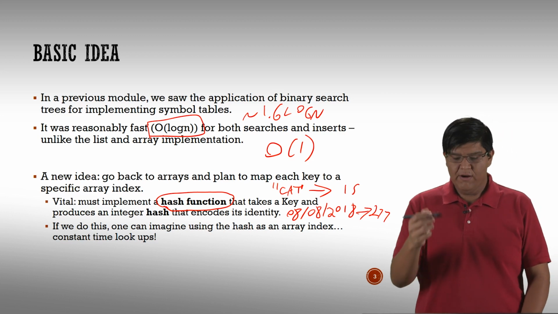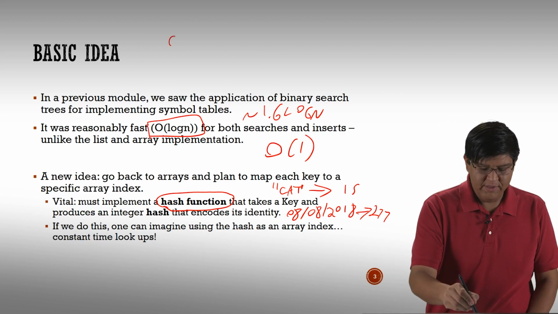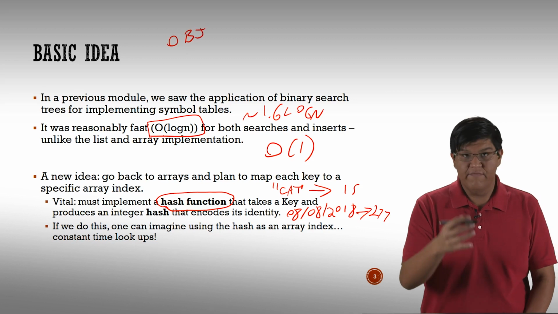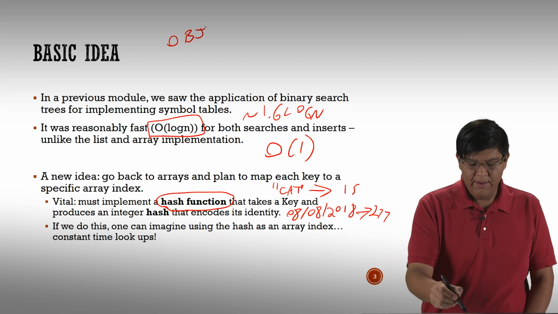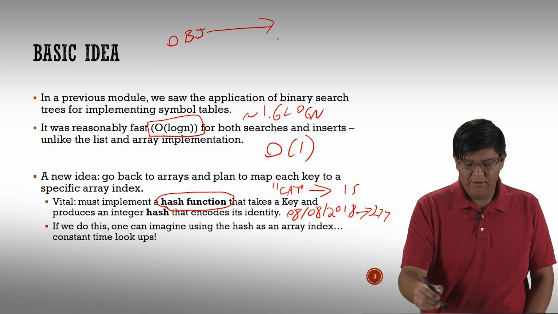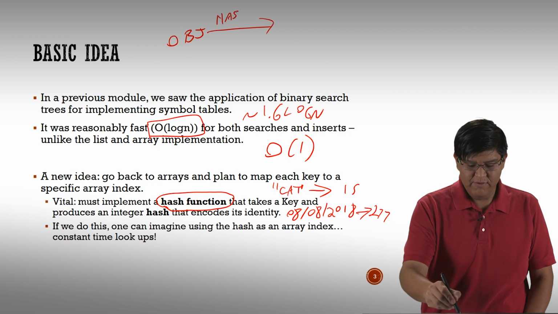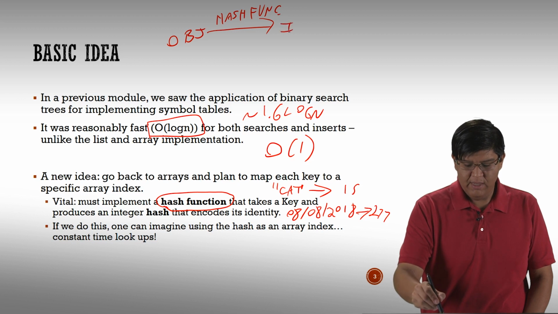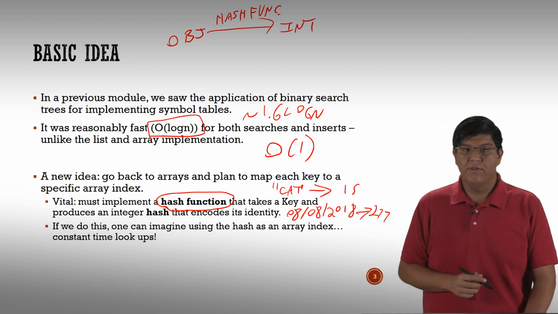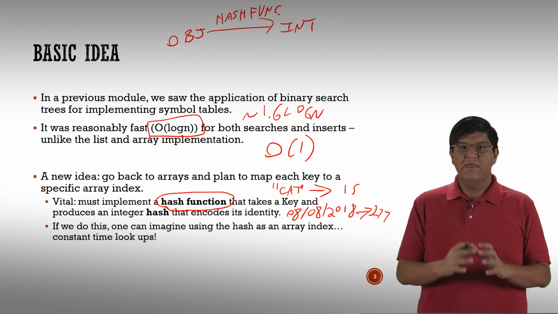So maybe if I were to diagram this a little bit up top, I want to have basically an object, which is really a key for this situation. And I basically have this thing over here, this arrow, which is a hash function. This is basically what's doing the transformation, hash function. And this gets me an integer. That's what I want to produce. So I'm trying basically to flatten everything into a number.